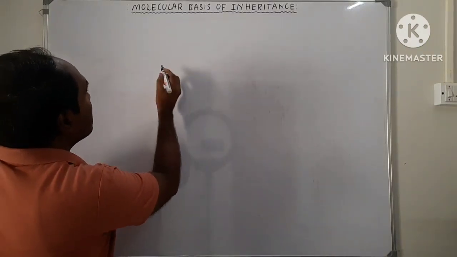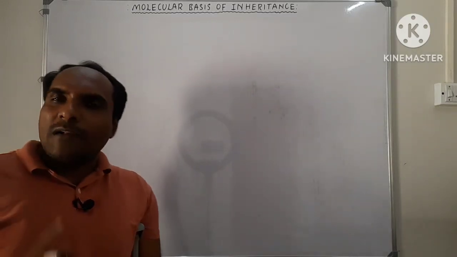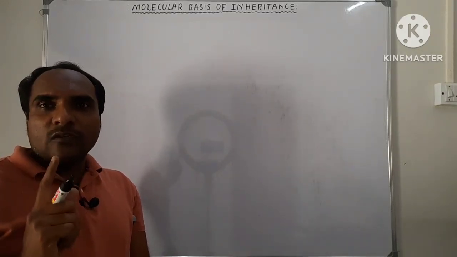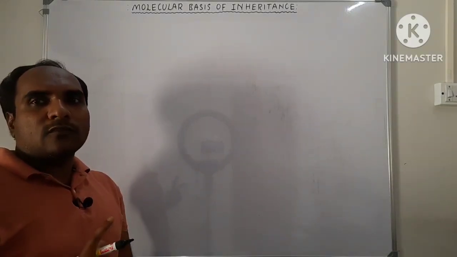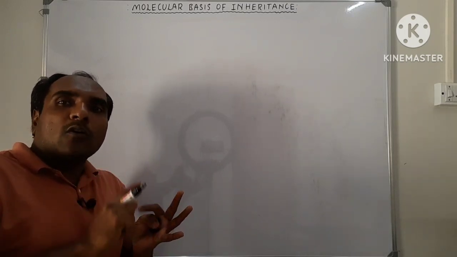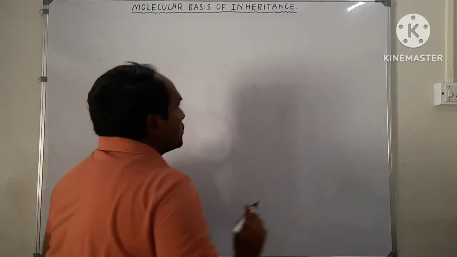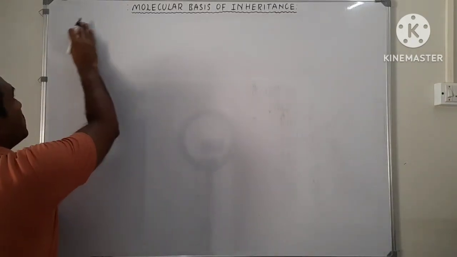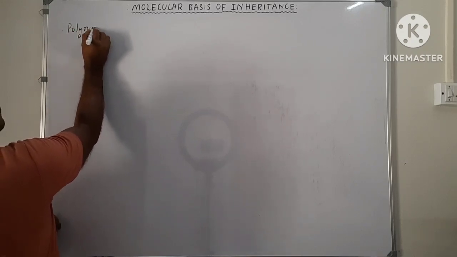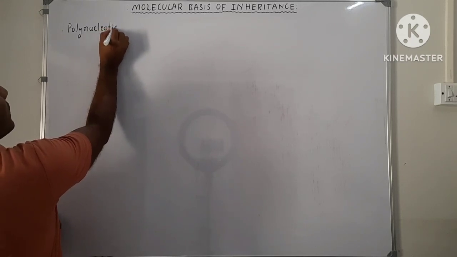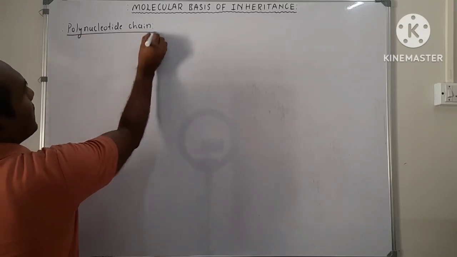See here, first I will write: each nucleotide found in the nucleic acid is made up of 3 components. What are those? Pentose sugar, phosphoric acid and nitrogenous bases. Okay, now let me talk about polynucleotide chain. What do you mean by polynucleotide chain?